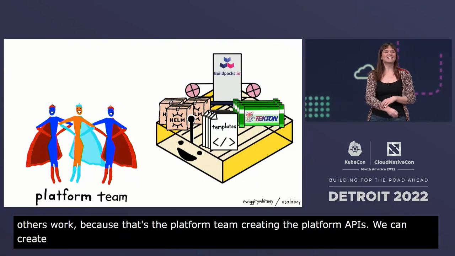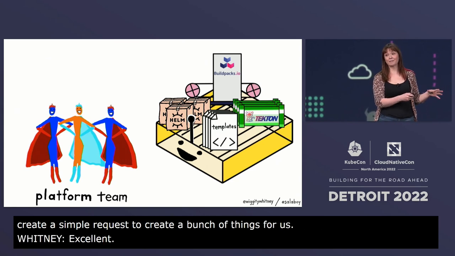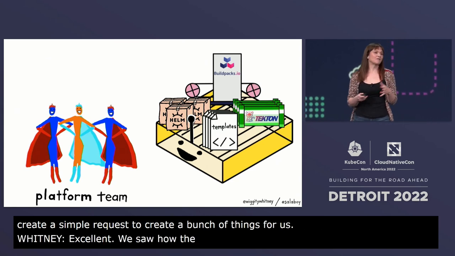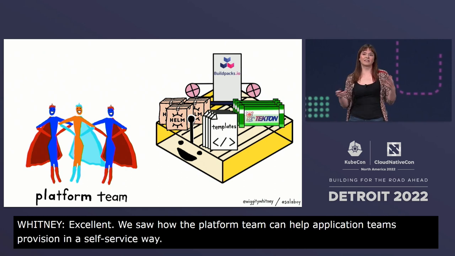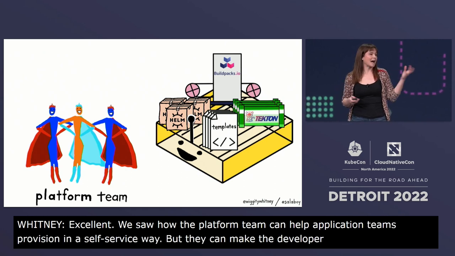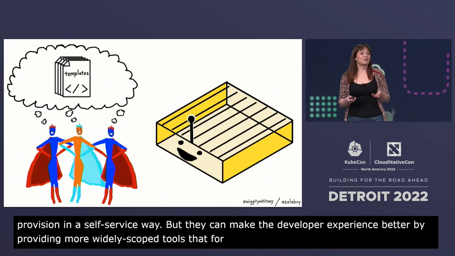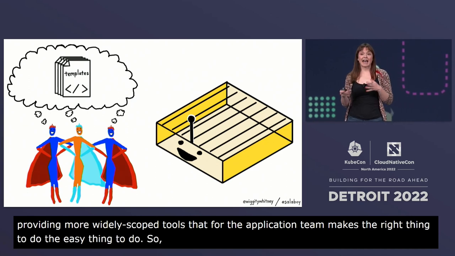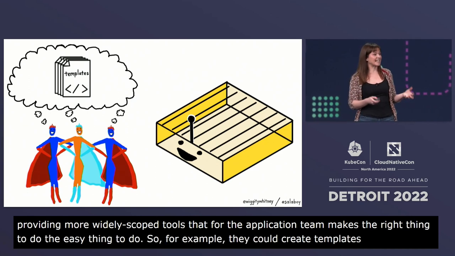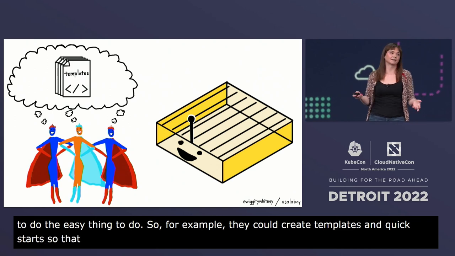Excellent. So we saw how the platform team can help application teams provision development environments in a self-service way. But platform teams can also make the developer experience better by providing more widely scoped tools that make the right thing to do the easy thing to do. For example, they could create templates and quick starts so that developers can start their projects easily and by following company policies right from the beginning.